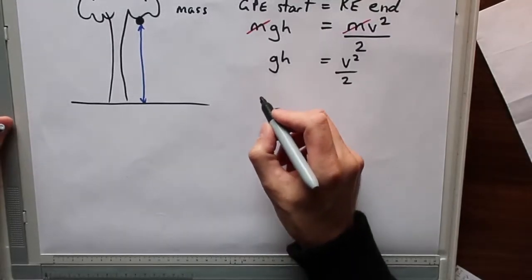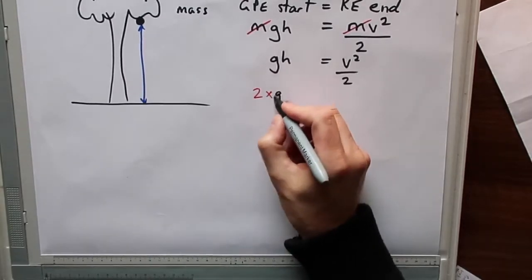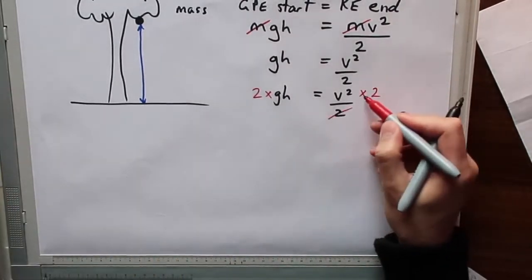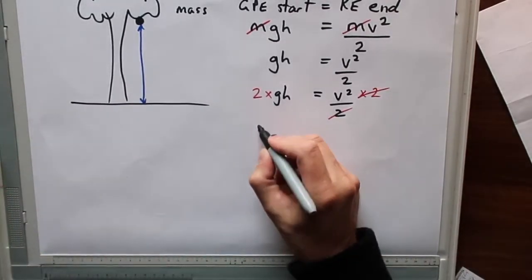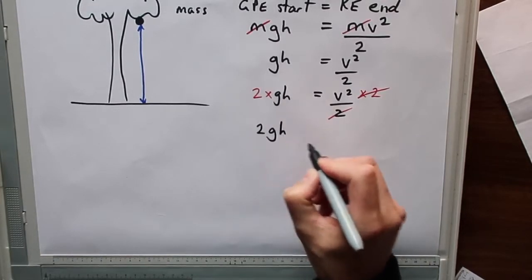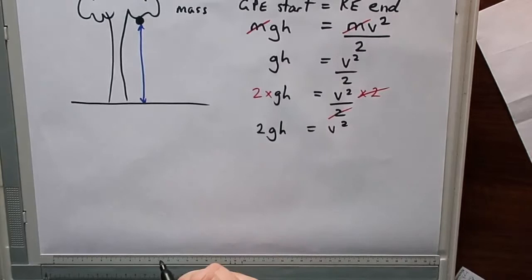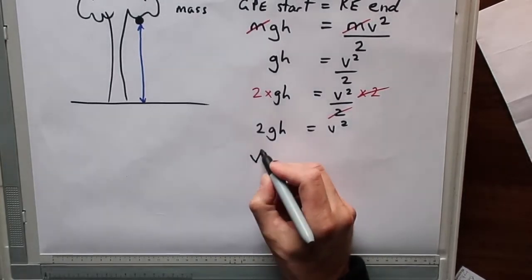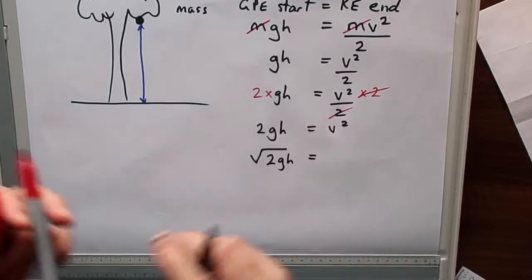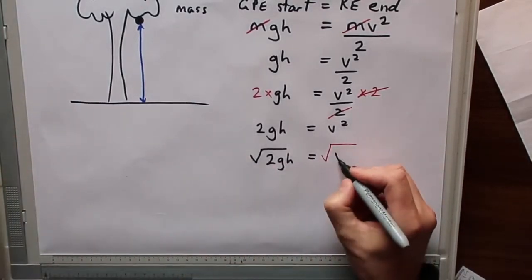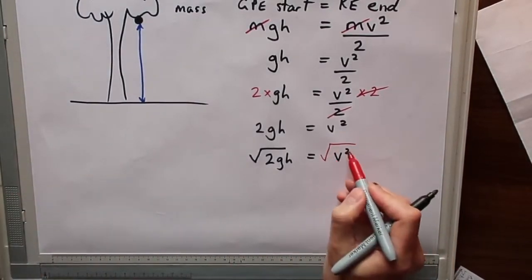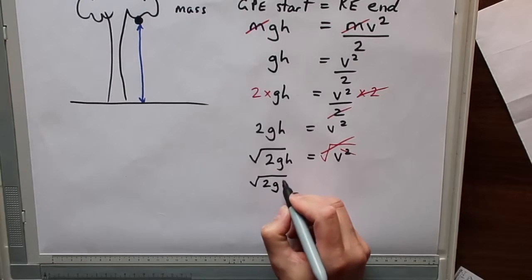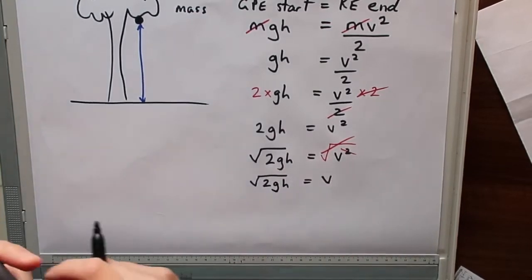So if I multiply both sides by 2, that 2 will cancel out with that 2. So that'll just leave 2 times gravity times height is equal to v squared. But I don't want v squared, I want v. So the opposite of square is square root. So if I square root both sides, that square root will cancel out the squared. That will just leave the square root of 2 times gravity times the height, which will tell me what the velocity is.